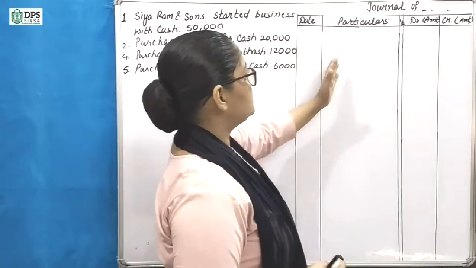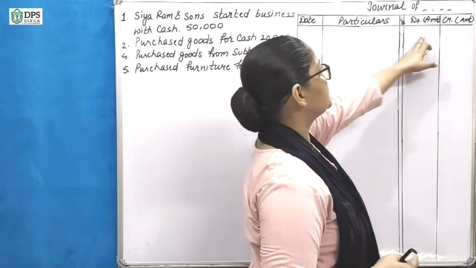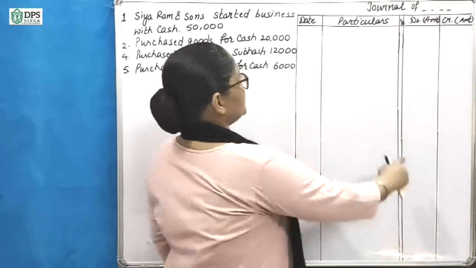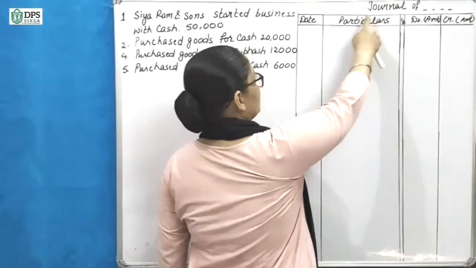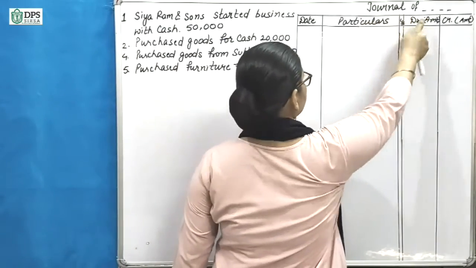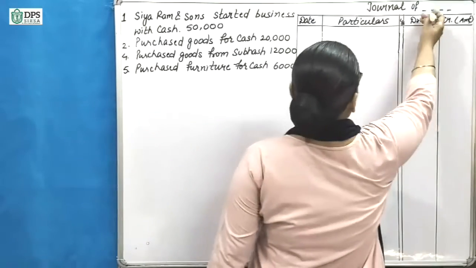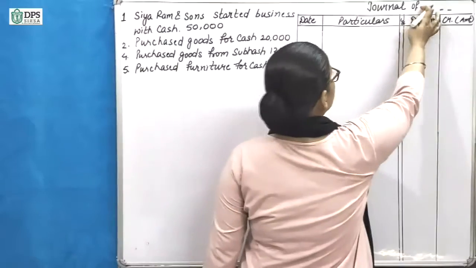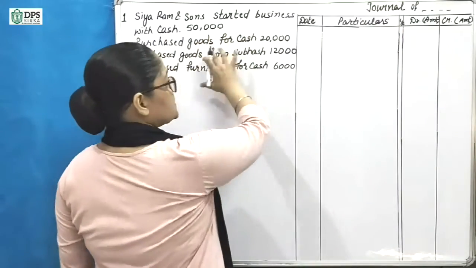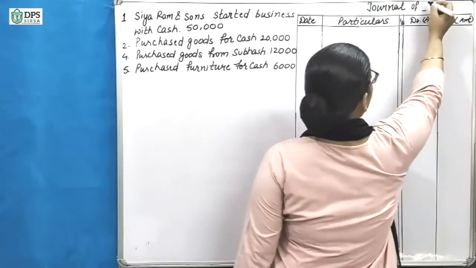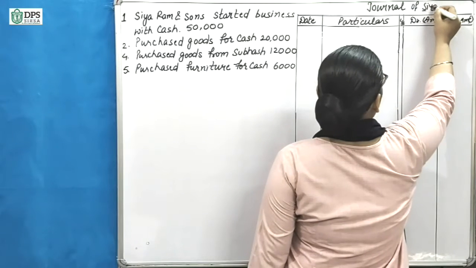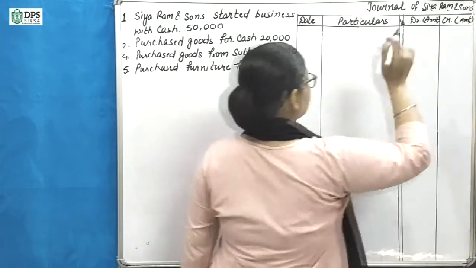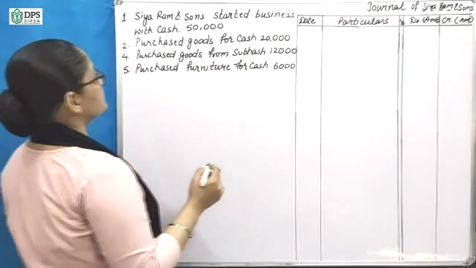So this is the date column, this is the particular column, ledger folio, debit, credit, and here we will write the amounts. On the top of the format, we will write journal of, and here we will write the name of the person whose journal this is. Suppose this question belongs to Siaram, here we will write journal of Siaram and Sons.